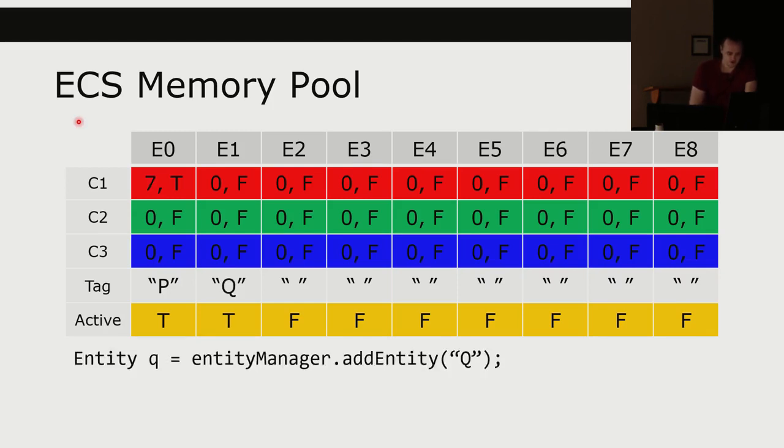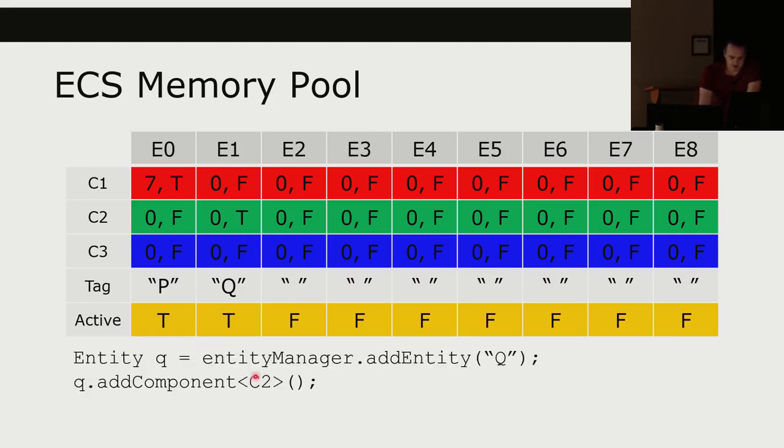All right, let's add a new entity to the entity manager. Well, we scan from left to right. The first one was true, so we can't use that spot. The next one is false, so we can use this spot. So we've added Q, this entity. It has no components active. This is true. It says add component C2. So what does this do? It just sets this to true. Then getComponent.value is 3. Okay.